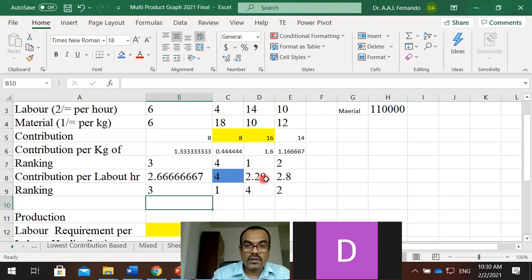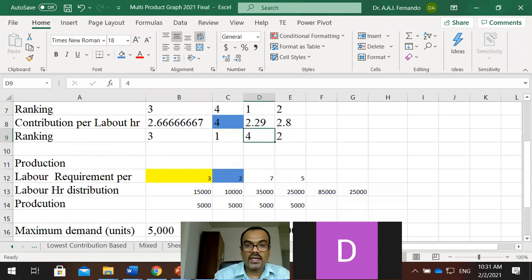Then Z gives 2.8. You can rank. This is rank number 1. This is rank number 2. And next, rank number 3. Lastly, you should produce this one. So therefore, do the calculation. If you start the production based on labor hours, ranking goes for 1, that is X, Y. Labor requirement per product is 7.